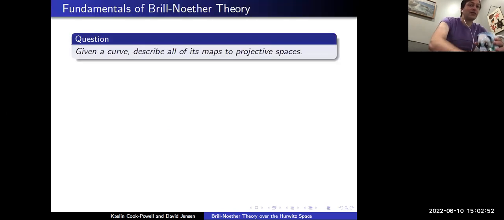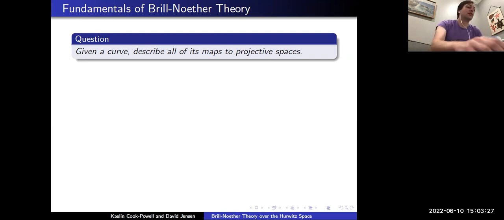Okay, so I wanted to start with the basics of what is Brill-Noether theory. Brill-Noether theory is about the study of algebraic curves. In particular, the motivating question behind Brill-Noether theory is, if you give me an algebraic curve, I want to describe all of its maps to various different projective spaces.